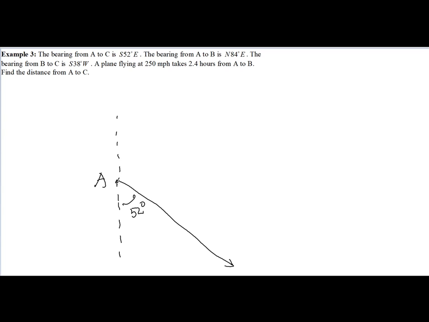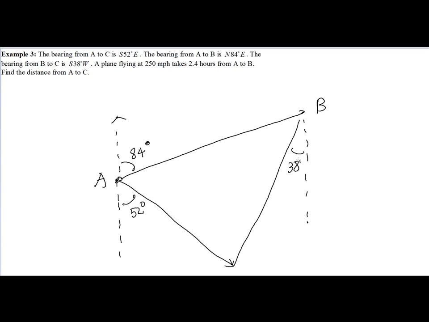Now the bearing of B from the same point A is north 84 degrees east, 84 degrees east. And so there is B. And the bearing of C from B is south west 38 degrees. Now, these two dotted lines are north-south lines, so that means they are parallel lines. So if I draw another vertical line here, this vertical line is parallel to the north-south line.